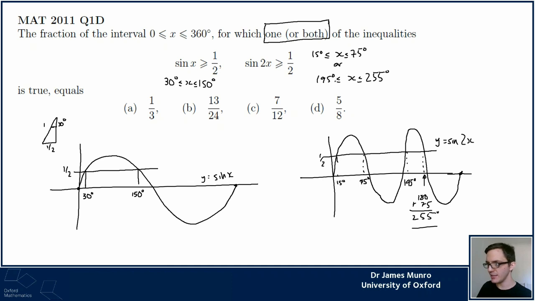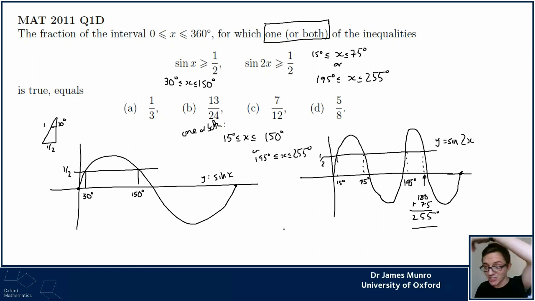And I think putting them together will give me 15 degrees less than or equal to x less than or equal to 150 degrees for the first bit, because I go from 15 to 75, then I'm already in this one and I get the rest of this interval up to 150, or 195 degrees less than x, less than 255 degrees, so this is one or both.